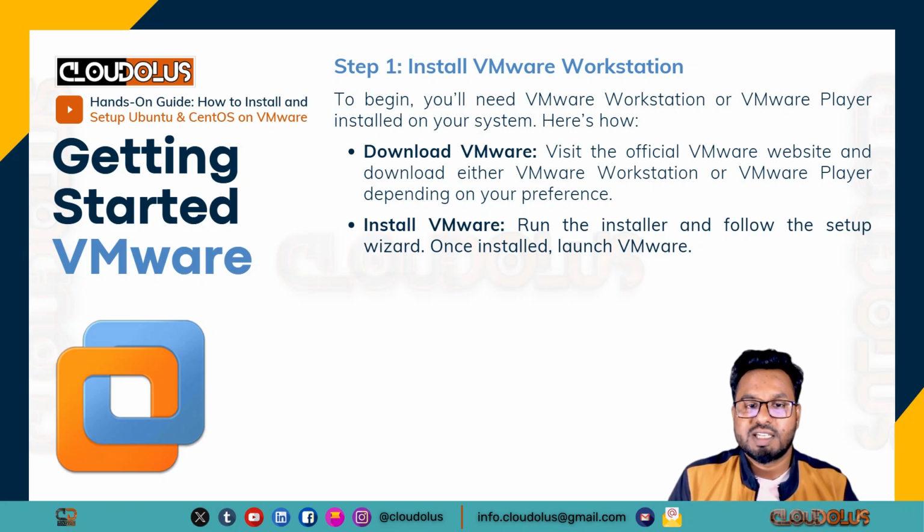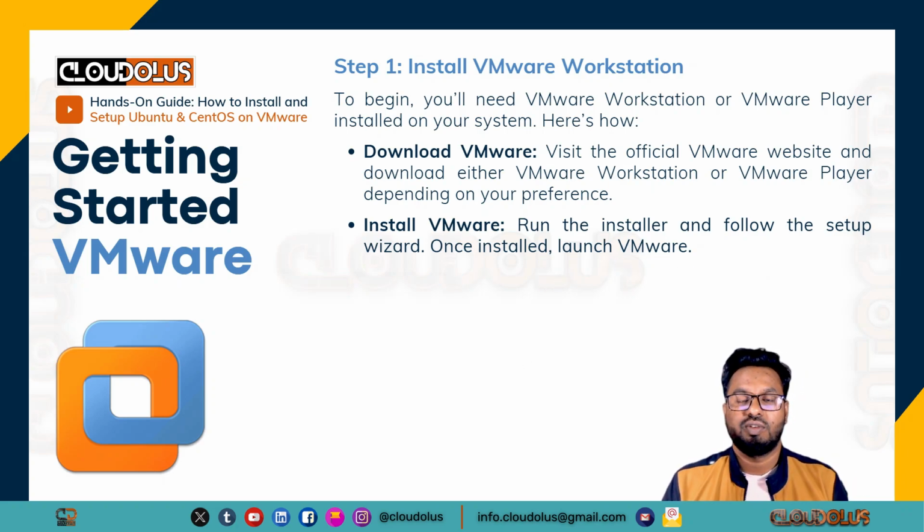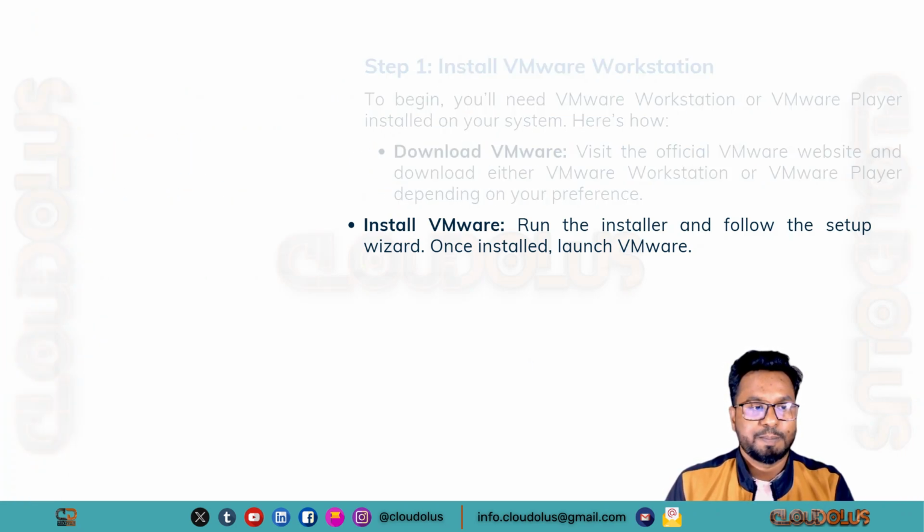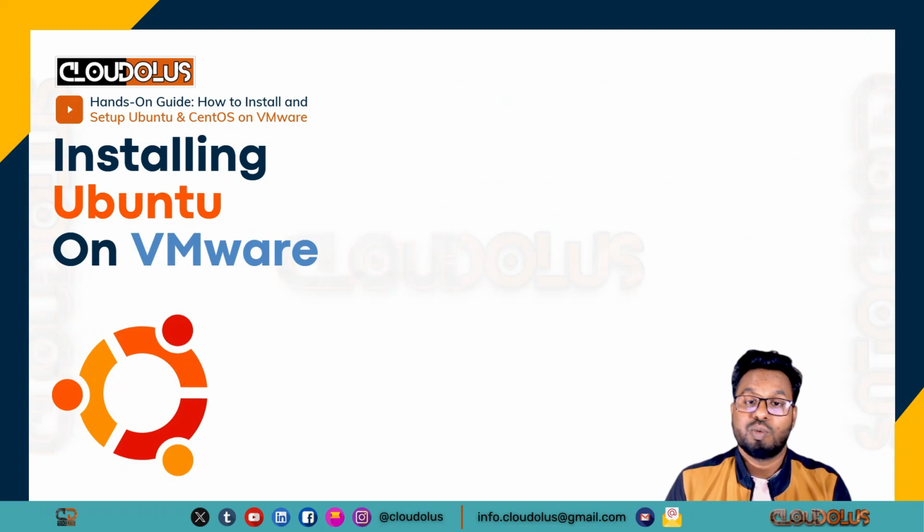So this is the first step, install VMware Workstation. If you don't know how to install VMware Workstation on your local machine's operating system, we already created a video on how to download and install VMware Workstation Pro 17 on your Windows system, ready to use for setting up Ubuntu and CentOS. Then the next step is installing Ubuntu on VMware.